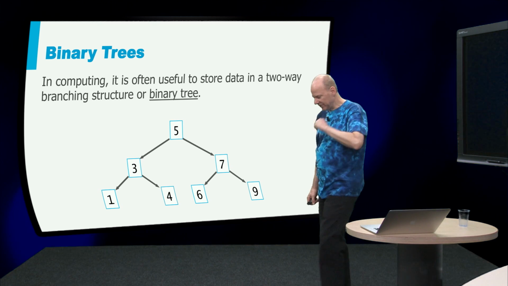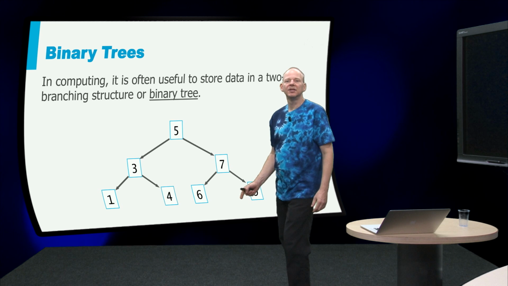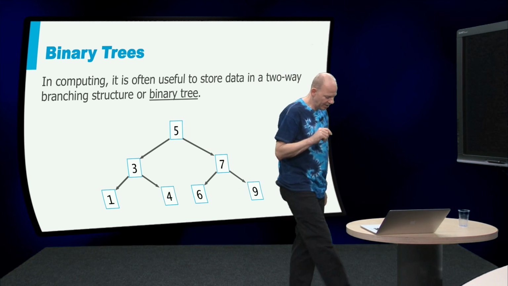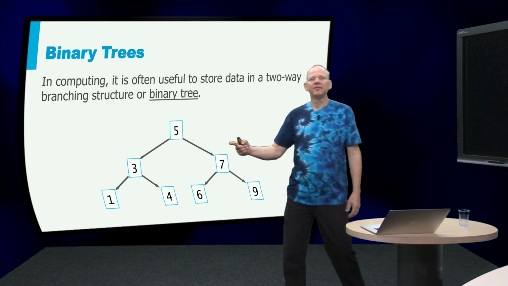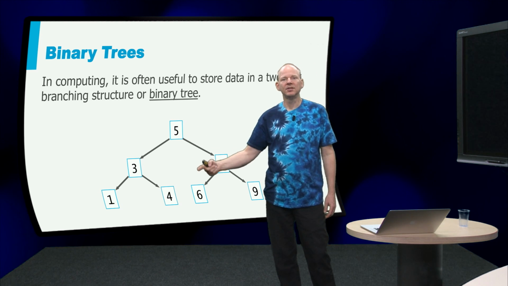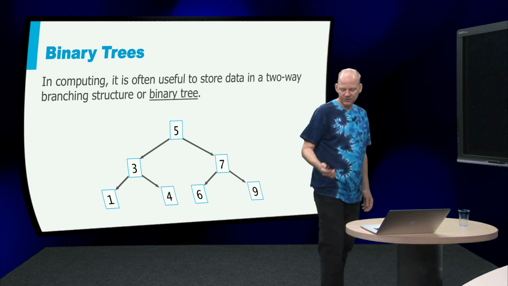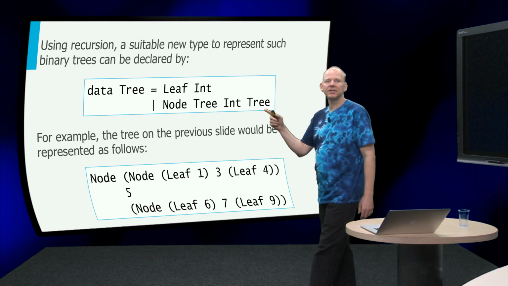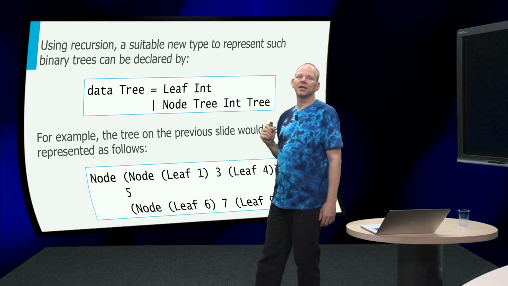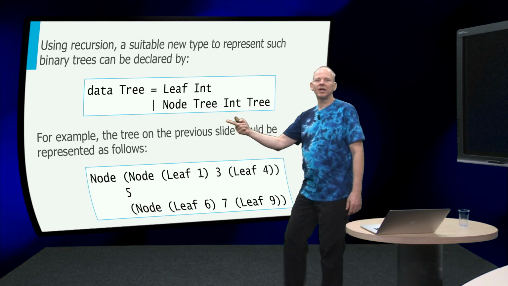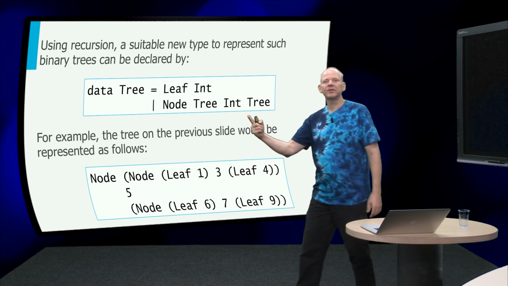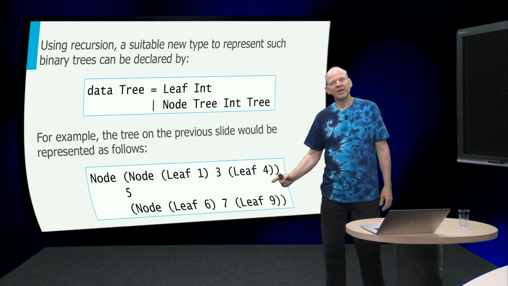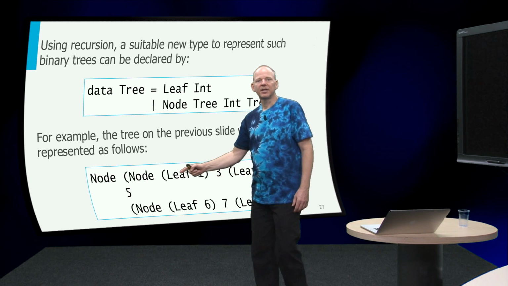Okay, next example, binary trees. Here's a picture of a binary tree, and we will deal with binary trees that have values in the nodes and values at the leaves. And that leads to the following recursive definition. A tree is either a leaf with an integer, or it's a node with 2 subtrees and an integer right there. And the picture of the previous slide becomes this.